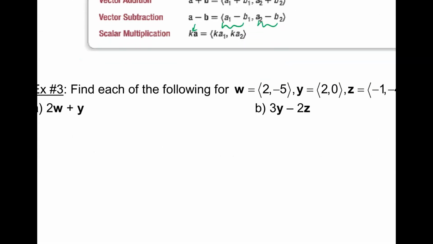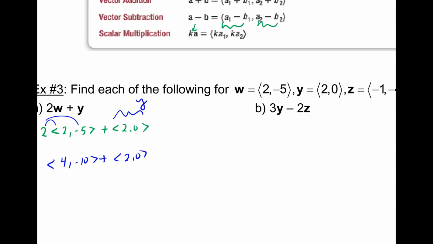Okay, so 2 times w. So it's going to be 2 times my vector w, which is 2 comma negative 5, plus my vector y, which is 2 comma 0. So the first thing I'm going to do is distribute the 2. So multiply it out, 4 and negative 10, and then I'm going to add, right, this is my vector y. I distribute out the 2 and then I'm going to add. So now we just have to add, I add my x's together, and then I add my y's together. You have to add like corresponding parts. So 4 plus 2 is 6.